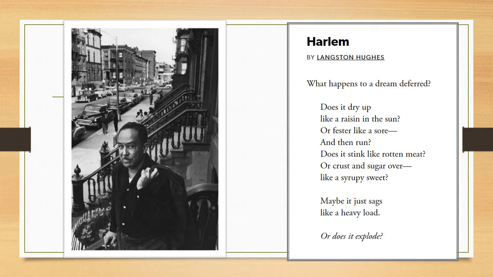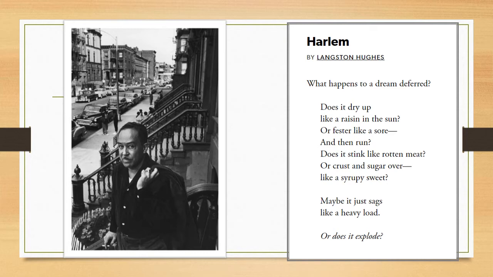The poem itself reads, "What happens to a dream deferred? Does it dry up like a raisin in the sun, or fester like a sore and then run? Does it stink like rotten meat, or crust and sugar over, like a syrupy sweet? Maybe it just sags, like a heavy load. Or does it explode?"